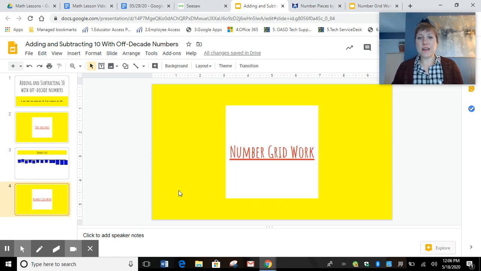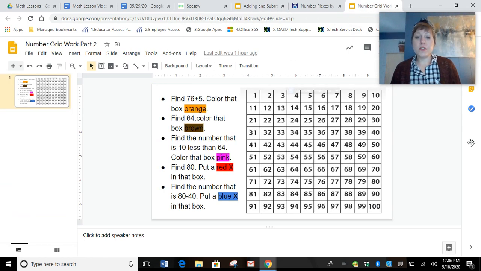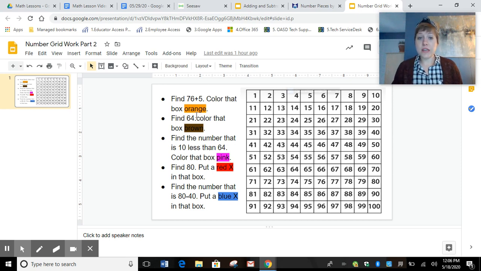All right, my first grade friends. Now it's your turn to do some number grid work. You're going to find this in Seesaw today. And just like you did the other day, you're going to be solving some riddles on the number grid. And you're going to be coloring in your answers to match. So make sure you're paying attention to the directions and what color you need to make your answers. Remember, when you're adding or taking away tens, you're going up and down your column. When you're adding or taking away ones, you're going right to left on the row.